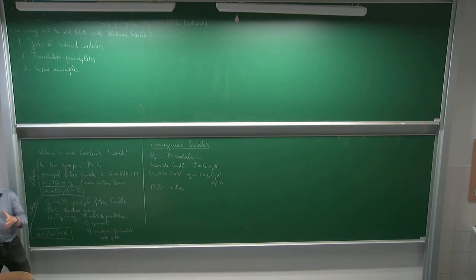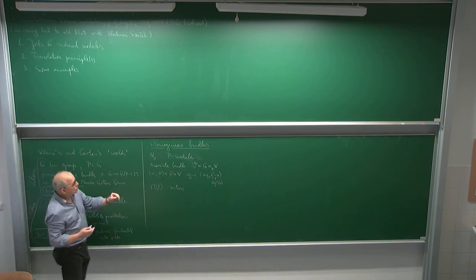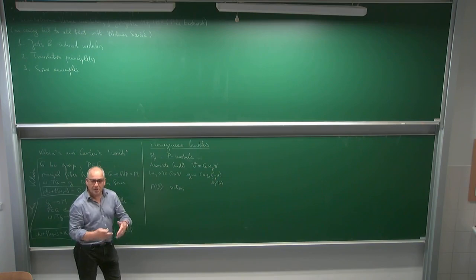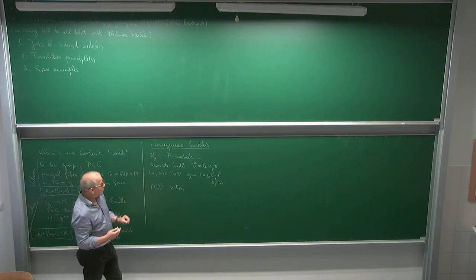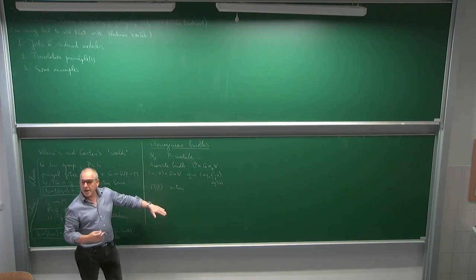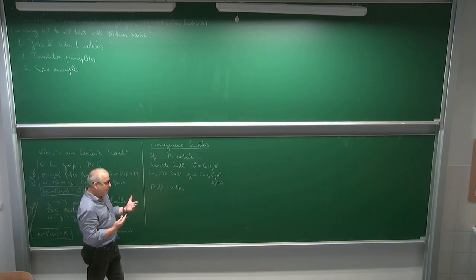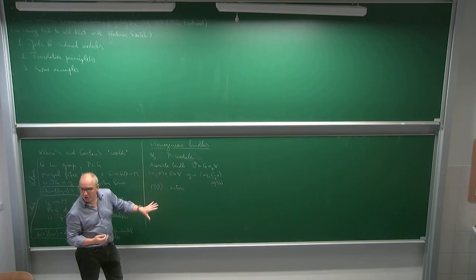So that should be the objects where we want to do all these operations in an invariant way. And of course, on the space of sections, we again have the canonical action of the group G.